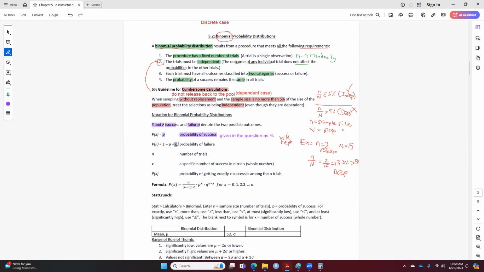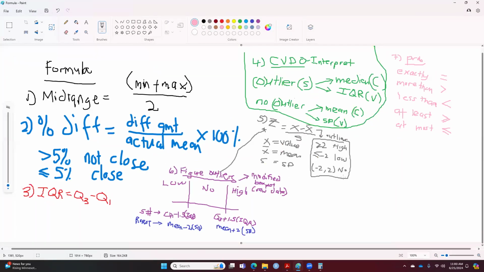Then we have Q. Now, Q is not given in the question. What does Q stand for? Q is the probability of failure. Usually it is not given in the questions, and you have to use the formula. Q in this case is 1 minus P. I'm going to put it right in the formula sheet that we have here. This is number 8. It's a very simple formula. The probability of failure, which is called Q, is 1 minus P.